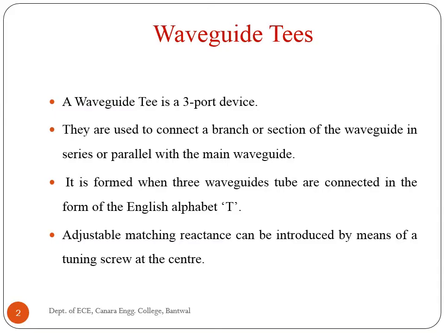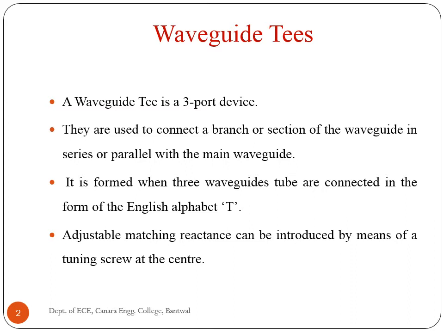Waveguide Tees. A waveguide tee is a three-port device. They are used to connect a branch or section of the waveguide in series or parallel with the main waveguide. It is formed when three waveguide tubes are connected in the form of the English alphabet T. Waveguide junctions are used in microwave technologies when power in a waveguide needs to be split or some extracted.